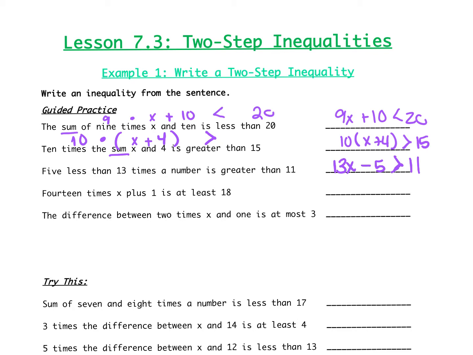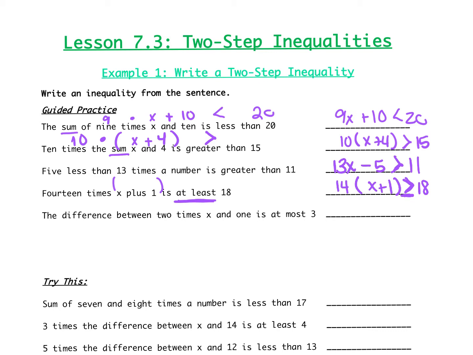All right, the next one: 14 times x plus 1 is at least 18. So 14 times x plus 1. Again, we have that times in there of something plus another something, so this should be in our parentheses. X plus 1 is at least, which means it could be greater than or it could be equal to, but it can't be any less than 18. If you check that table we made in lesson 1, at least will be under the greater than or equal to.